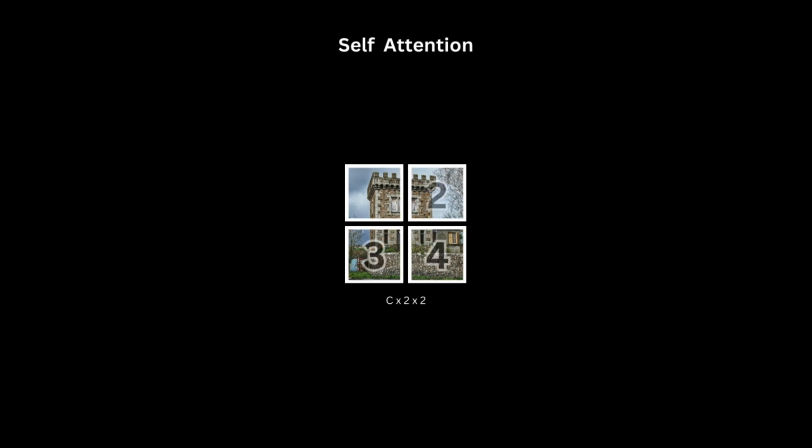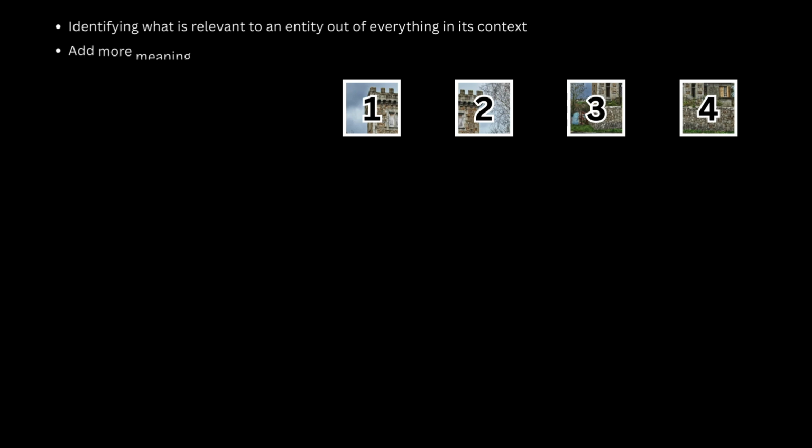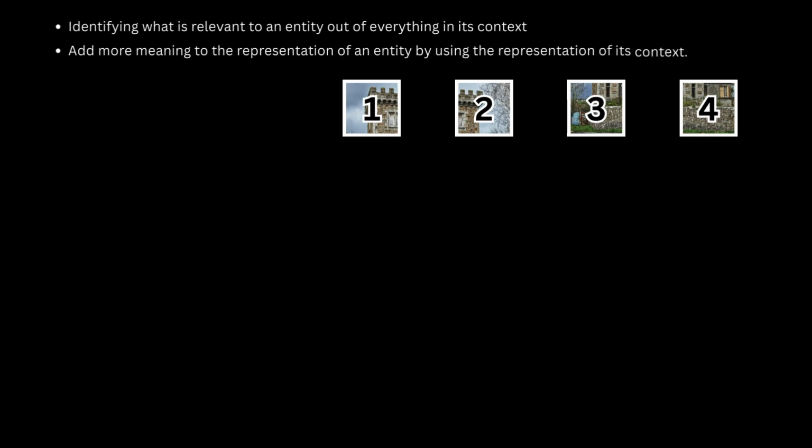So assume we have this image, and we are at a layer where this image is now represented by a 2x2 feature map with C channels. The two objectives of self-attention are to identify that out of everything in an entity's context, what exactly is relevant to it. And second, to bake in the representation of that relevant context into the entity's representation. Let's assume we want to do this for the first grid cell.